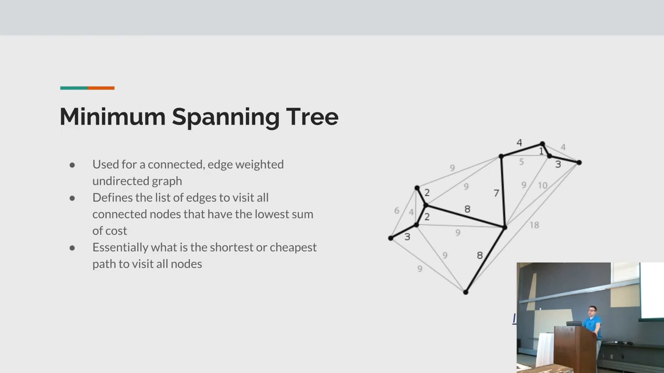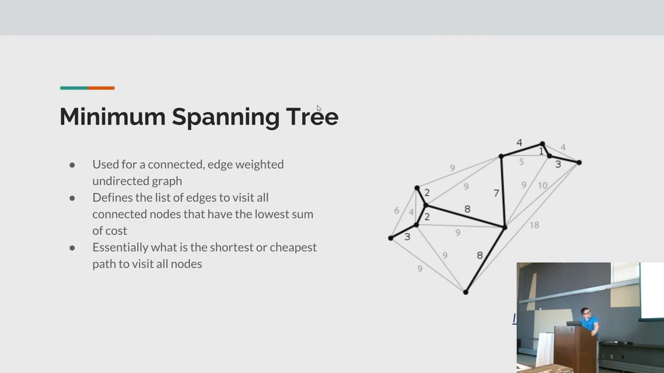It takes a graph, and you can essentially give it where your nodes are and the edges, and you can give it all the information. Then it'll basically spit out the shortest or cheapest way to connect all those nodes together. Again, it's used for a connected, edge-weighted, undirected graph. And, like I said, it gives you the cheapest way to hook all those things together.